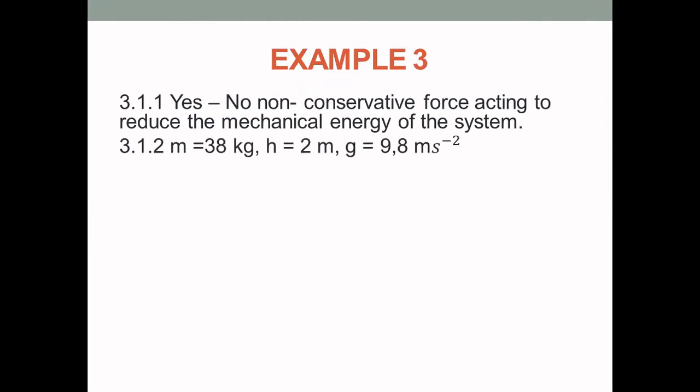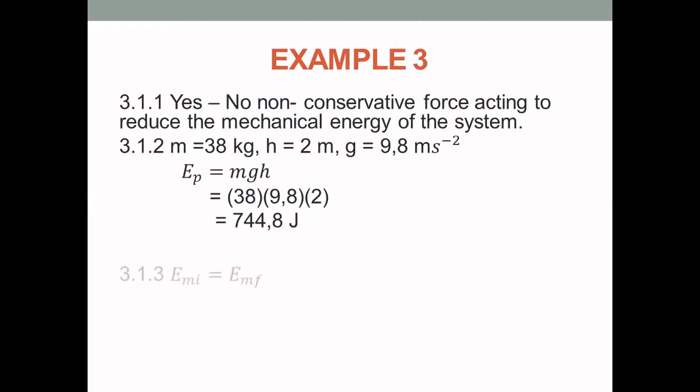Number 2: we have the mass of the child, which is 38 kilograms. The height is 2 meters and g is 9.8. Use the formula and make the substitution. 38 times 9.8 times 2 is 744.8 joules.